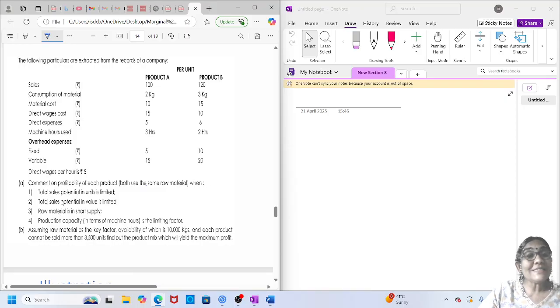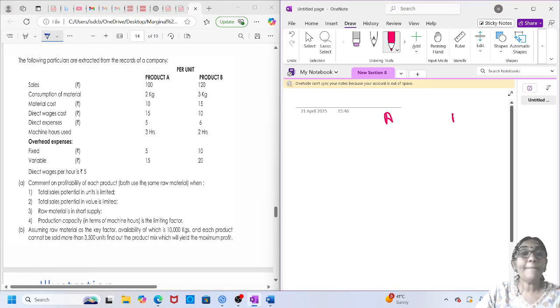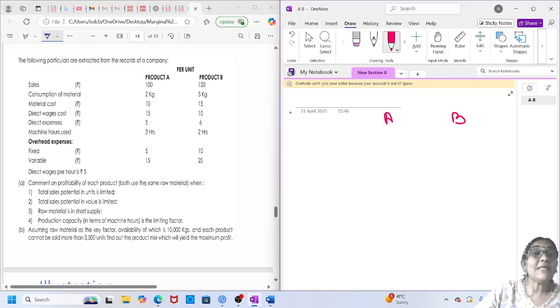When total sales potential in units is limited, total sales potential in value is limited, raw material is in short supply, production capacity in terms of machine hours is a limiting factor. Now let us quickly calculate here for A and B. What is the selling price? Selling price is 100 and 120.